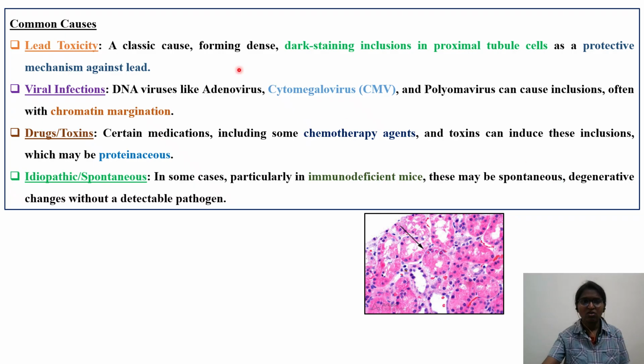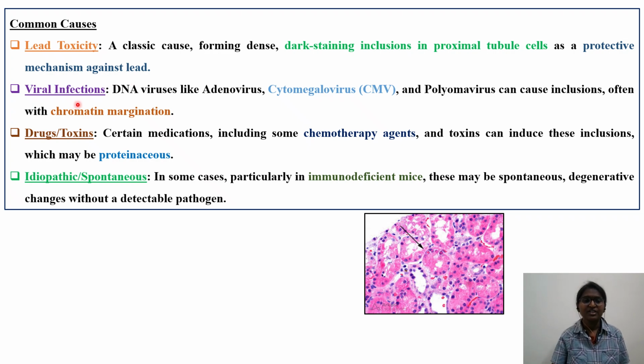It's a classical cause, forming dense dark staining inclusions in the PCT. Here you can see, right, as a protective mechanism against lead. One you can understand: the PCT cells are undergoing stress, and as a protective mechanism, this kind of characteristic feature is developed.